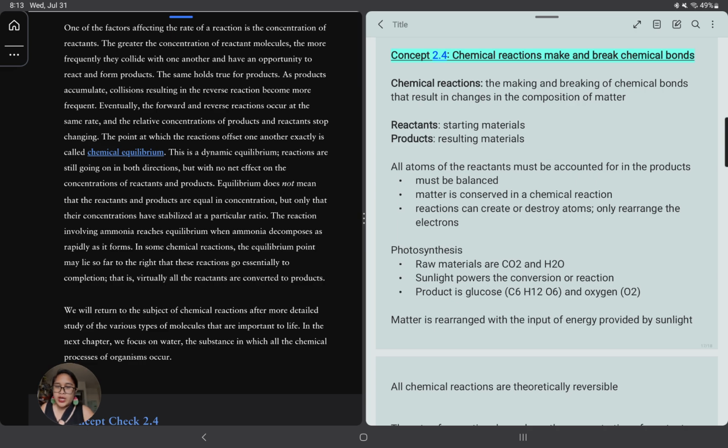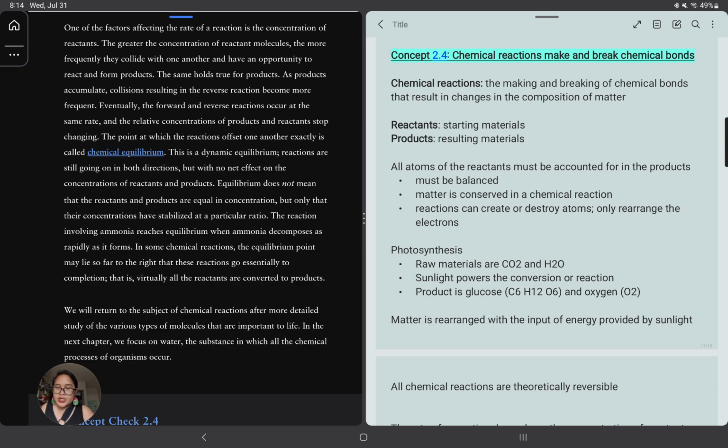The point at which the reactions offset one another exactly is called the chemical equilibrium. This is a dynamic equilibrium. Reactions are still going on in both directions, but with no net effect on the concentrations of reactants and products. Equilibrium does not mean that the reactants and products are equal in concentration, but only that their concentrations have been stabilized at a particular ratio. The reaction involving ammonia reaches equilibrium when ammonia decomposes as rapidly as it forms.